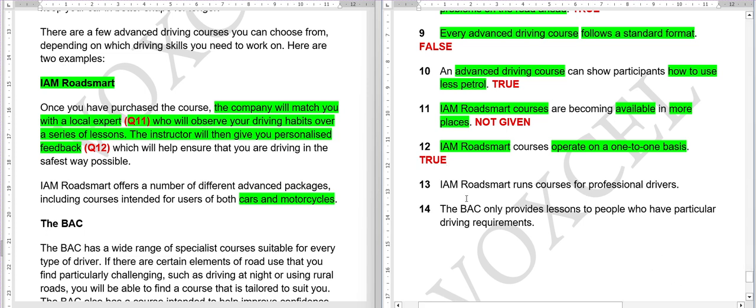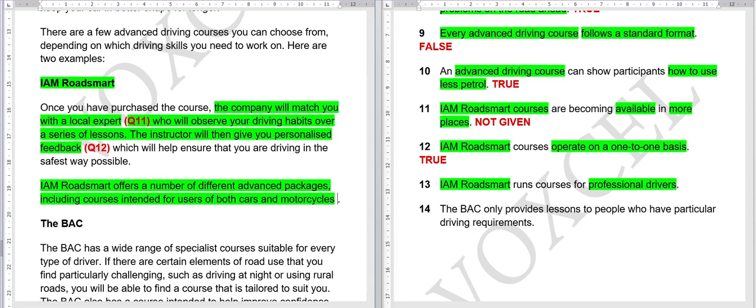I am Road Smart runs courses for professional drivers. So if this particular company runs courses for professional drivers, we will say true. But if it doesn't run courses for professional drivers, we will say false. And if we don't know whether there is any seat for professional drivers or not, the answer will be not given. Let's read it. I am RoadSmart offers a number of different advanced packages, including this and this. So obviously our answer will be in this particular sentence, and the time starts now.